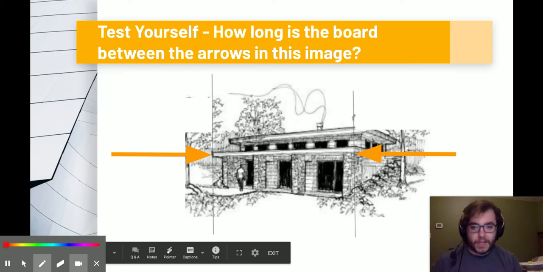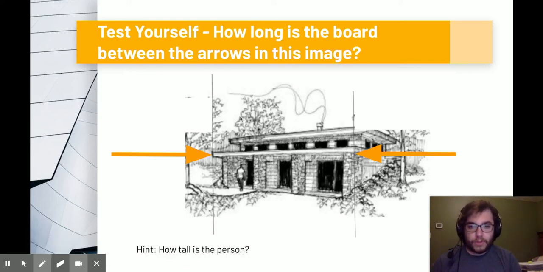So the question was saying, how long is this board right here, right? So if we want to figure out how long this board is, and we've got no information on the length of anything, we're going to have to do some guessing. But we want to do educated guesses, right?